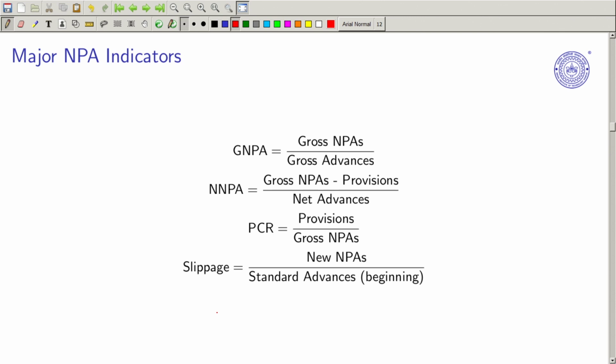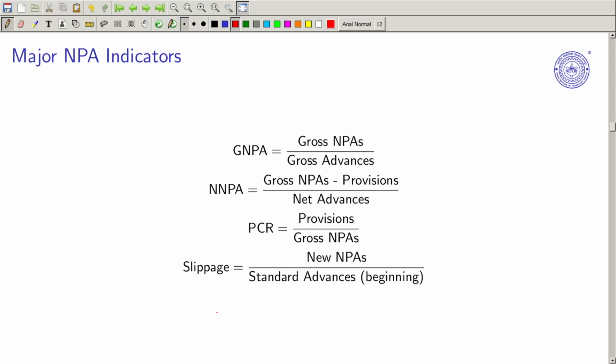Let's understand the major indicators of non-performing assets or the major risk concentrated in a bank. So these are the three ratios. GNPA means gross NPAs upon gross advances, how much you have given and how much you have in NPAs, right? So if the denominator is higher, it is better. If the numerator is higher, it means that you are on the bankruptcy side.